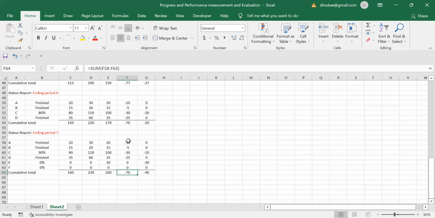So if we see this activity A, actually the cost variance is minus 10. That means these project managers have spent more than we have earned, minus 10, right? But for the activity E and F, the cost variance is 0, right?